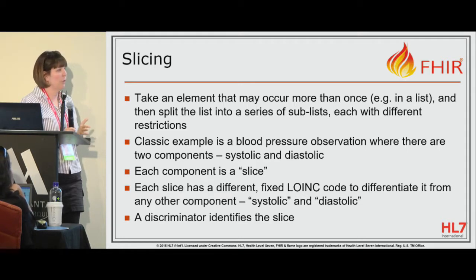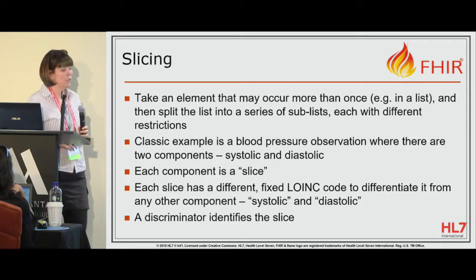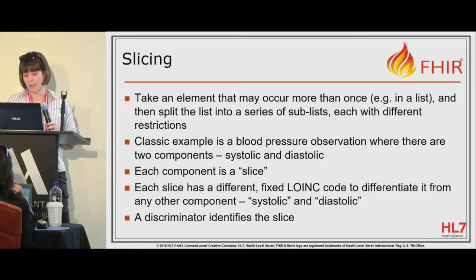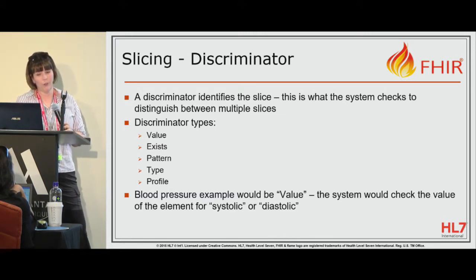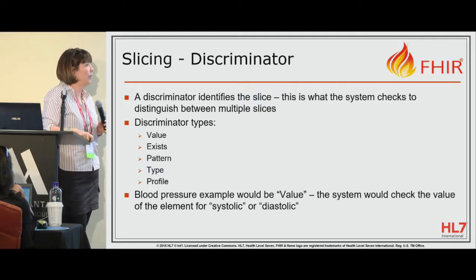So we say that each component is a slice, and each slice has a different fixed LOINC code to differentiate it from any other component. One for systolic and one for diastolic. And a discriminator is the thing that identifies the slice. So the discriminator identifies a slice, and the system checks to distinguish between multiple slices.